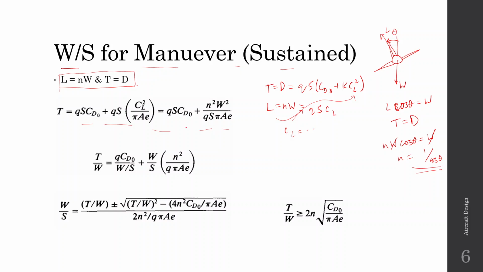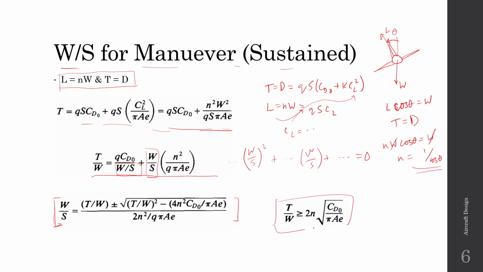So here you have substituted in place of drag, you have done all these manipulations, and then you can divide by the weight to get this relationship. Here you will see that the wing loading comes both in the numerator and denominator. So when you expand this equation, you get a quadratic equation in terms of W by S: some terms into (W by S) square plus some terms into W by S plus a constant term equal to 0. Then you can solve it using the quadratic formula to get this equation for sustained turn rate. Over here you will see that the term in the square root has to be positive. So from there we get this relationship, that the thrust to weight ratio should be greater than or equal to 2n root over CD naught by pi aspect ratio E.